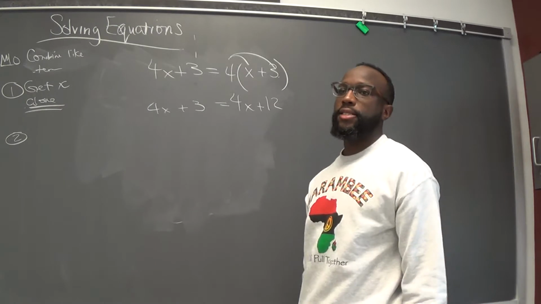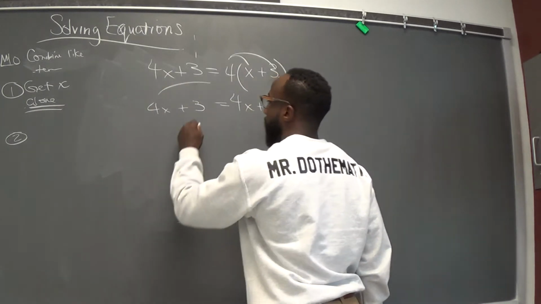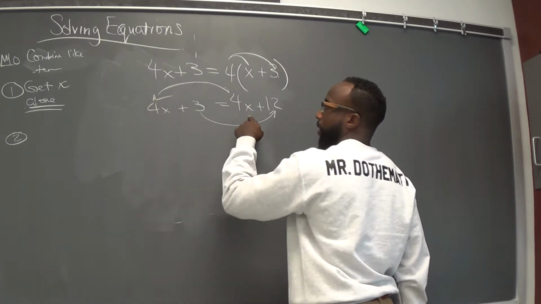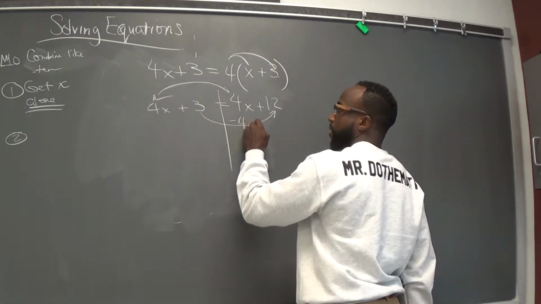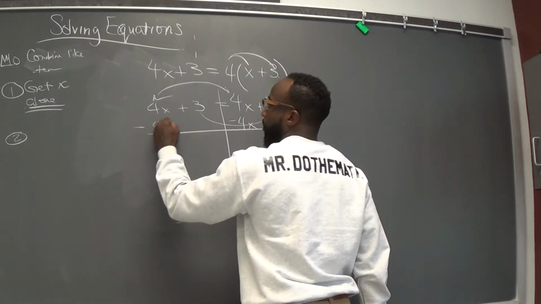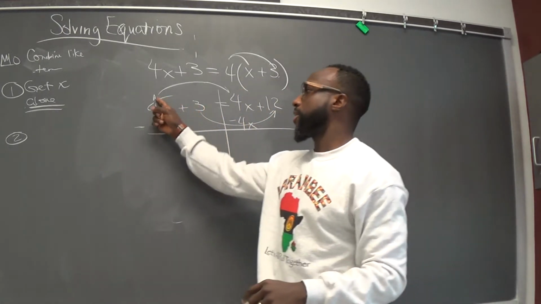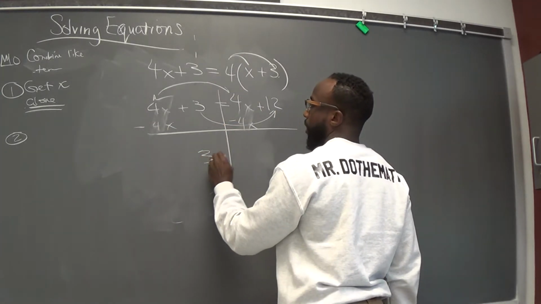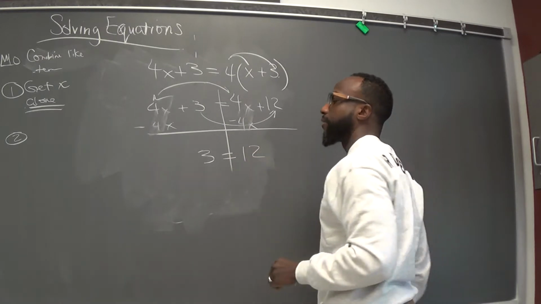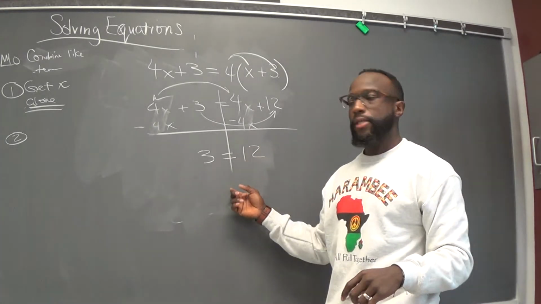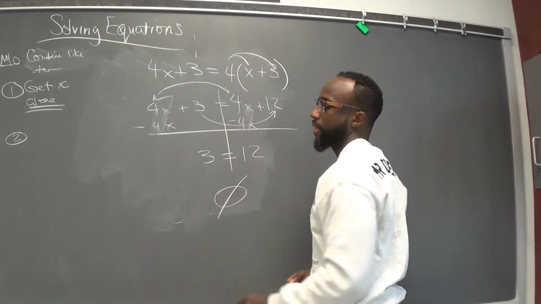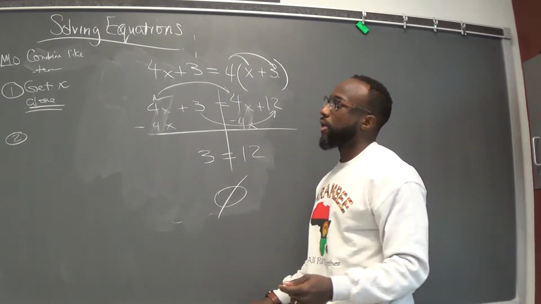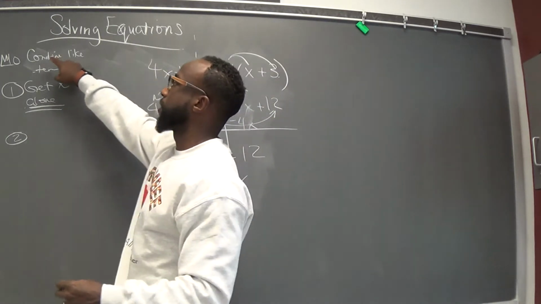So now we have to combine like terms. We're going to move the x's over here and the whole numbers over there, right? When we move this 4x, since it's positive here, we have to subtract 4x on both sides. Oh, what do you know? 4x minus 4x, those are zeros. So now you end up with 3 equals 12. Does 3 equal 12? No. This is one of those unique problems where you have no solution, right? An empty set.